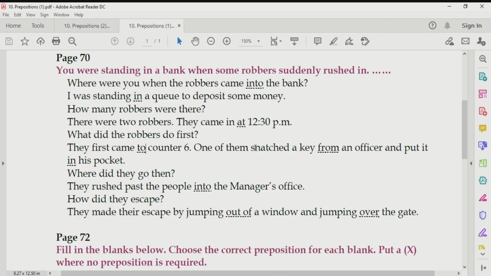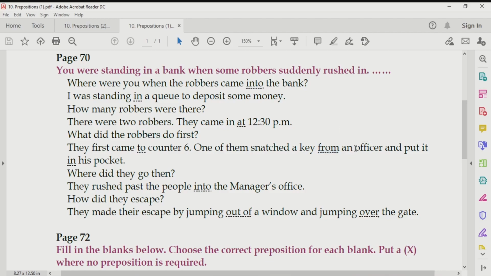One of them snatched. Snatched means छीन लिया. Snatched a key from an officer. Now the word snatch, that means छीनना, you won't do it in a slow manner. You just want to do it hurriedly so that you can take the keys fast. Now over here you means the robbers. So they wanted to rob whatever they could immediately, as soon as possible. So they snatched a key from an officer.